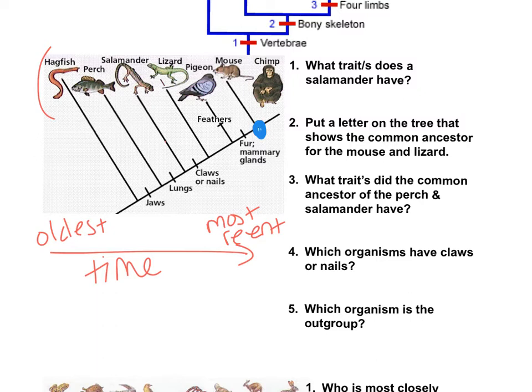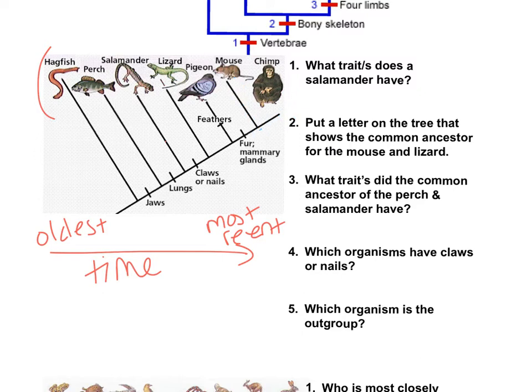So the mouse continued to evolve over time into what is a modern day mouse, and the chimp continued to evolve into what we think of as a modern day chimp. But the ancestor here at the node where two lines meet is not still alive today.